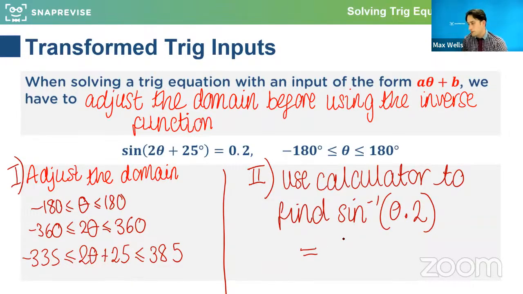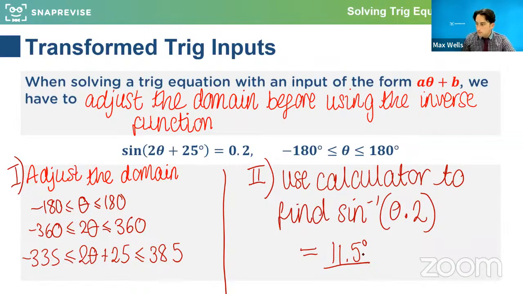You're going to need to use the inverse function at some point to come up with some sort of principal value. And let's see what we get. Maybe we'll just do it to 1 decimal place. It's probably not going to be a nice number, but it should give us that principal value to get us started. Absolutely, it is 11.5. Very well done, and well done if you got that as well. So that's the first value.